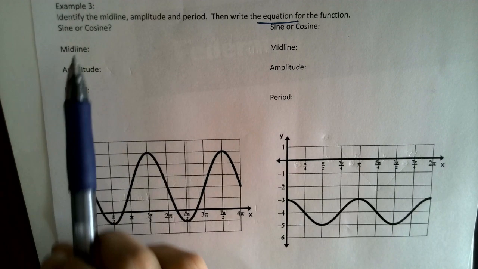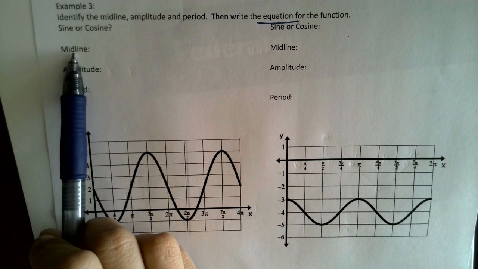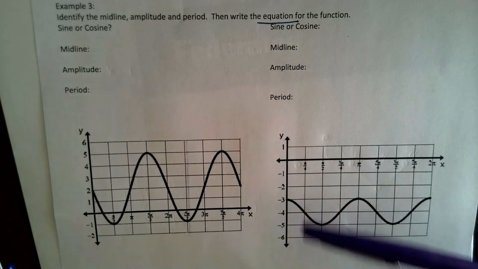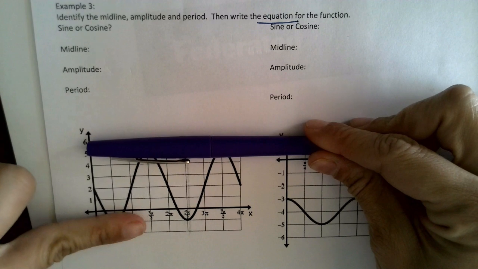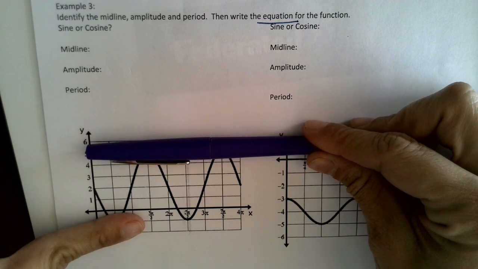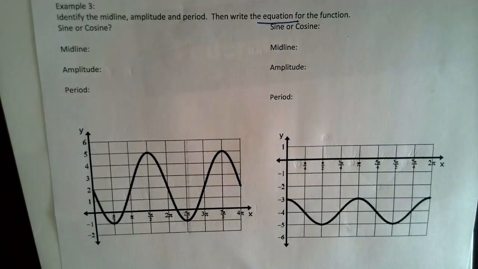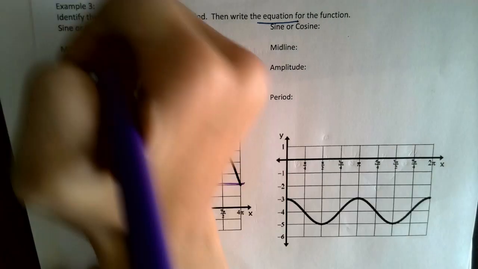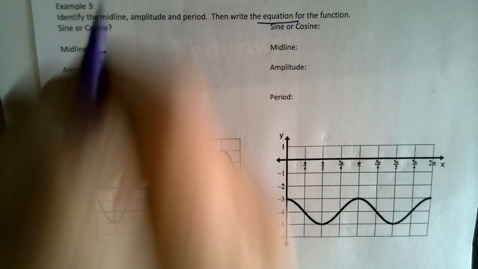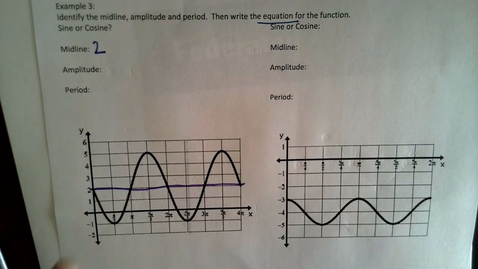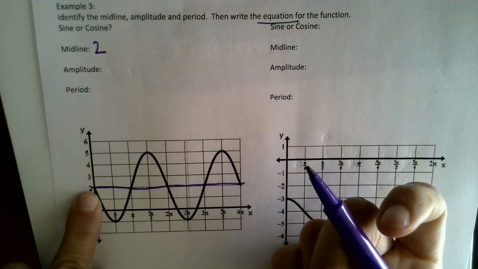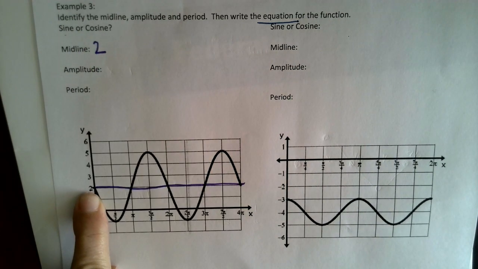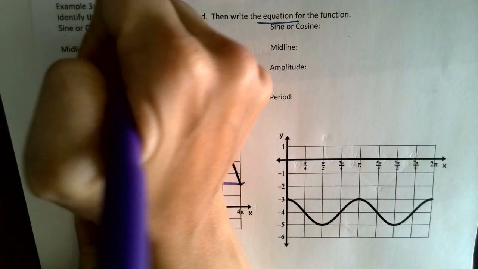Before I can see if it's sine or cosine, I might want to start with the midline. If you remember, the midline is halfway between the top and the bottom. So if we look, halfway between these two marks is at 2. Now you can see that we start at the midline. Which one of these functions starts at the midline? Sine.